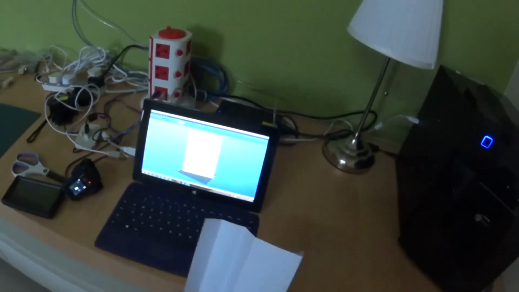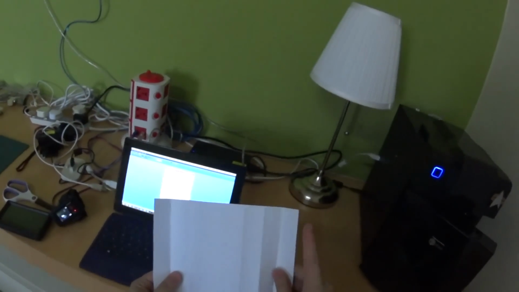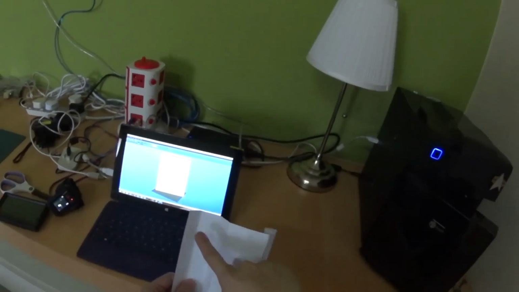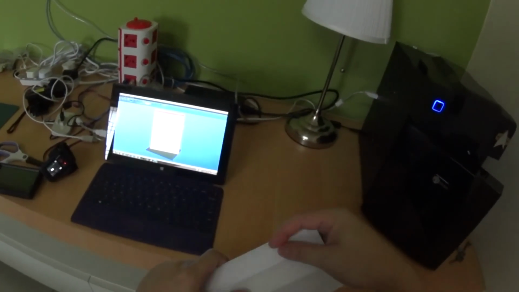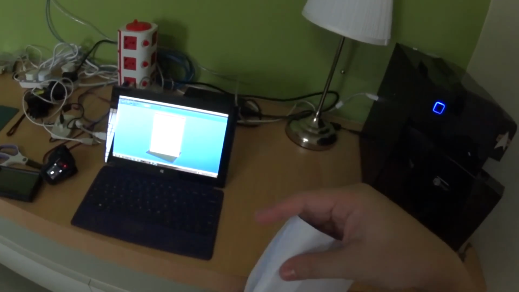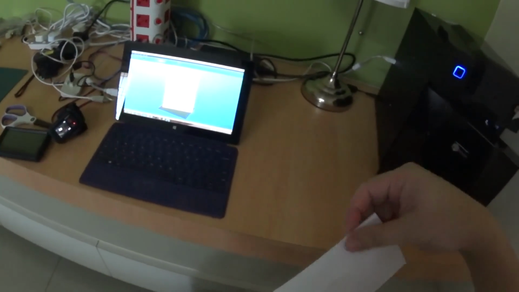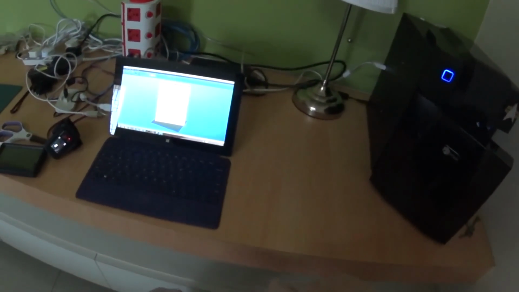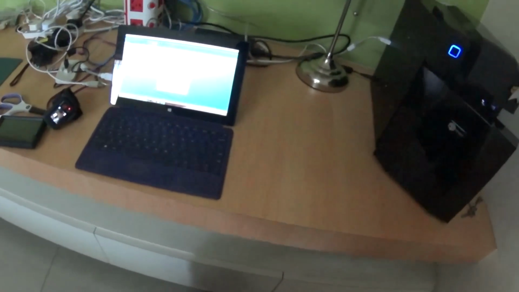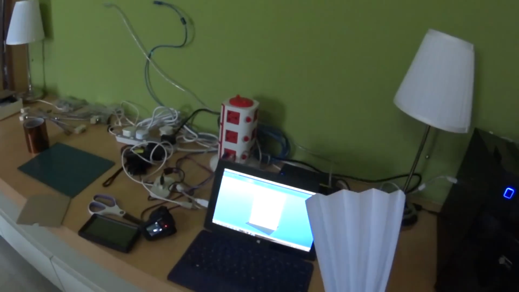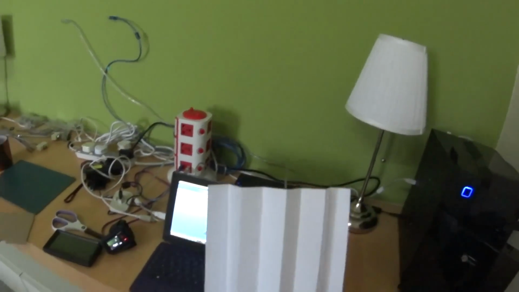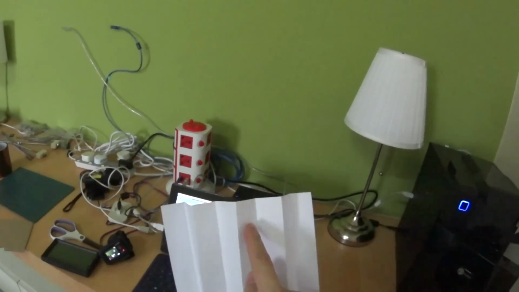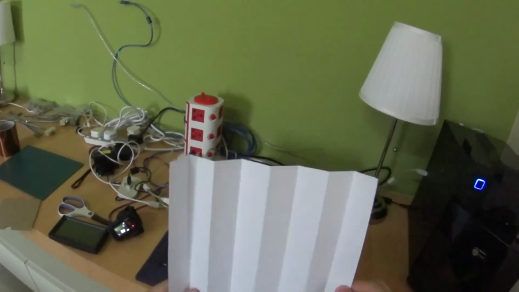Okay, so now I've basically folded the paper into 1, 2, 3, 4, 5, 6, 7, 8 quadrants. After we've creased it, we just fold it into a fan. Okay, so now we have a fan with 8 segments.